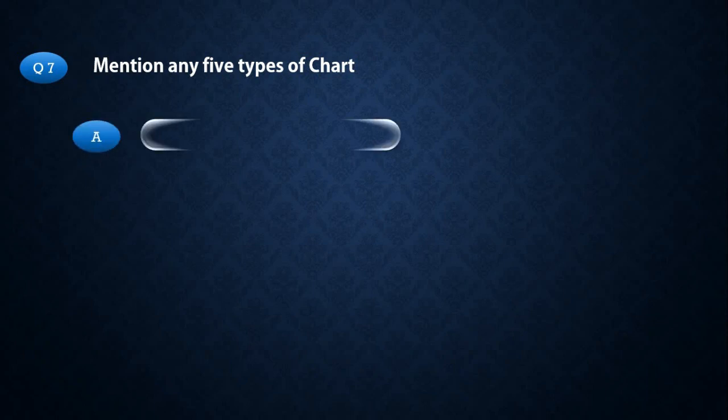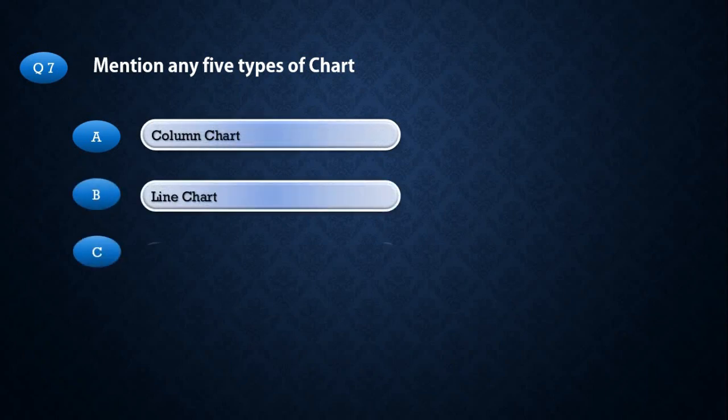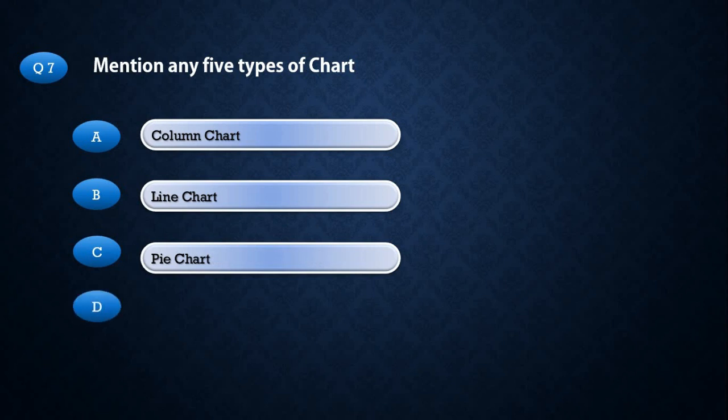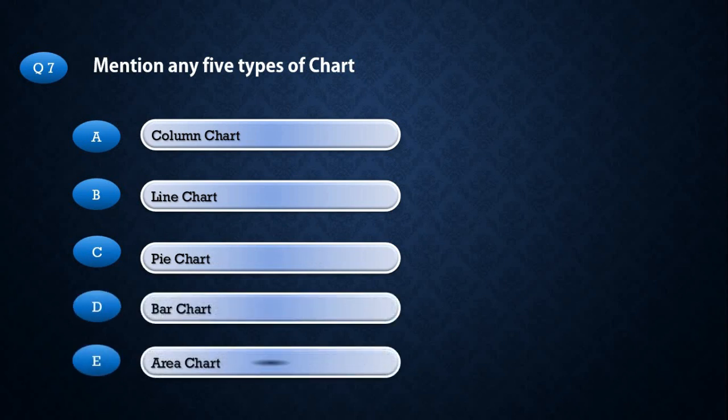So the answer for the 7th question, mention any 5 types of charts. We know there are 11 types of chart. Among them, you can mention any 5 types. So they are column chart, line chart, pie chart, bar chart and area chart.